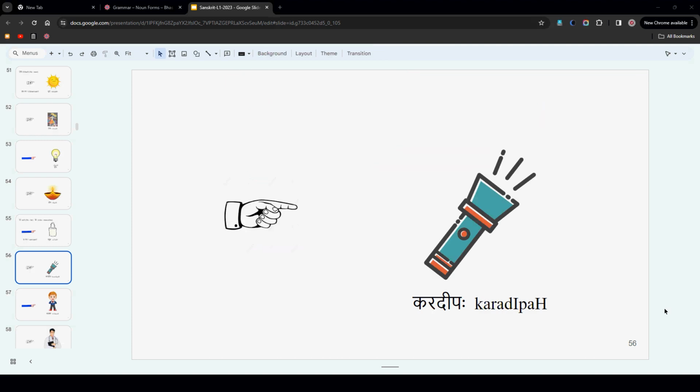Thank you very much for this explanation. It is very, very interesting. It is surprising that the same word has a neuter gender and Strilinga and Pullinga. Very nice explanation. Thank you.